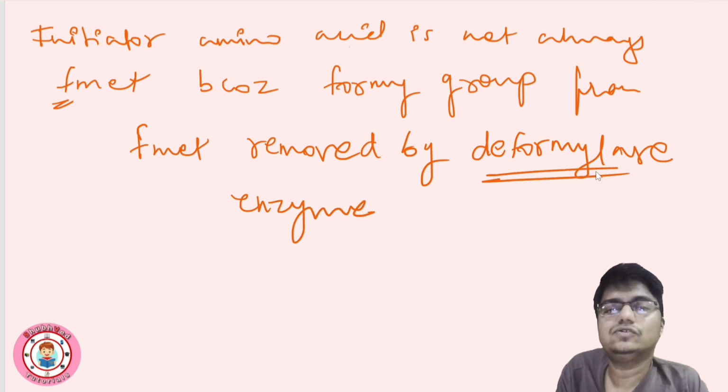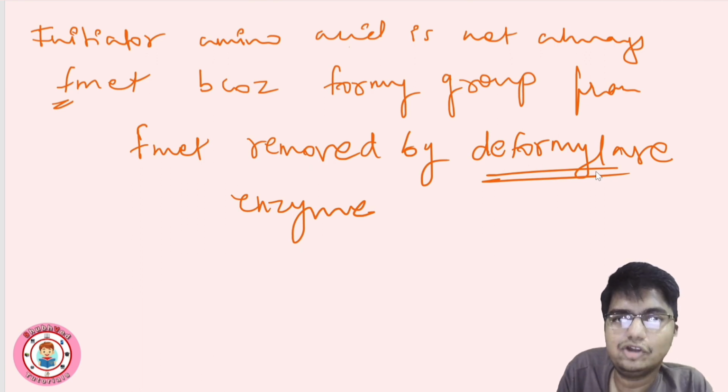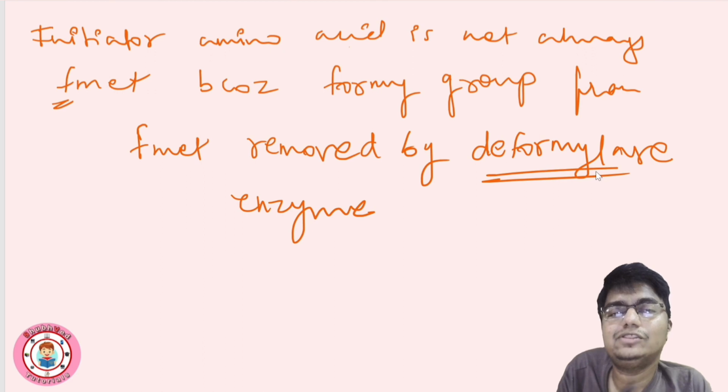So this is also very important thing. कि deformylase enzyme फॉर्माइल ग्रुप को रिमूव करता है. ओके, सो वी डोंट गेट FMET ऑलवेज इन द प्रोटीन चेन एज द फर्स्ट अमीनो एसिड. ऐसा नहीं है. मिथियोनिन भी नहीं रहता कभी कभी.